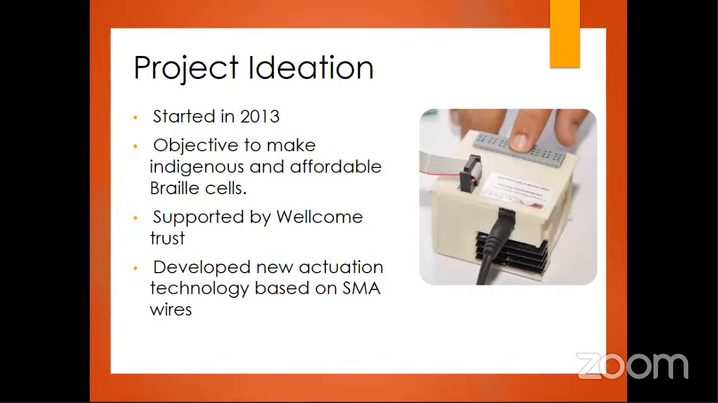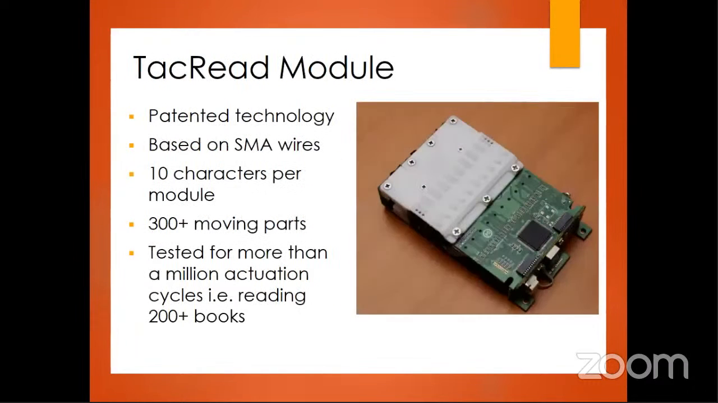So we started working on a technology called shape memory alloy, through which we created a few cells. The module that we created is a patented technology. We have tested it for 1 million actuation cycles. It has many moving parts. It has been published multiple times, and this is now a stabilized module which can be used in various Braille displays, and a person can either purchase this module and create a Braille display on his own, or we also have Braille displays at our side.